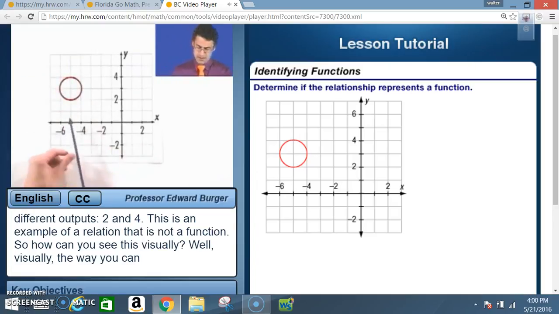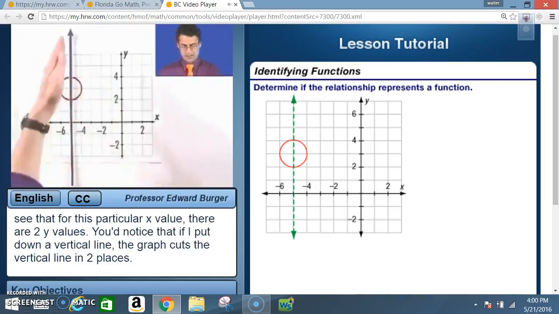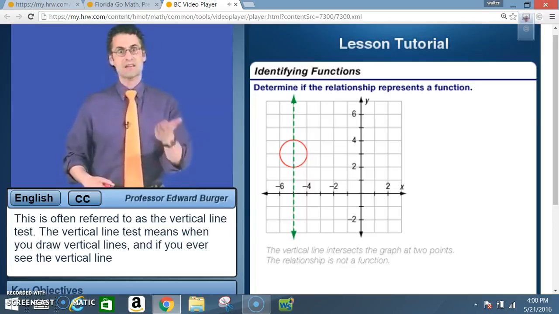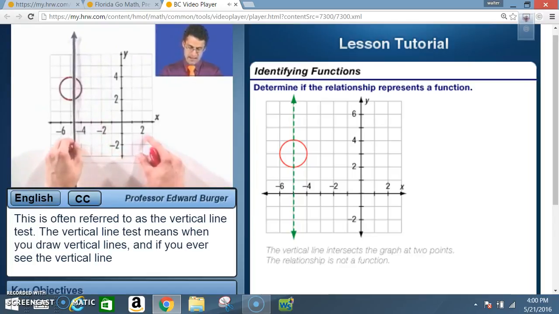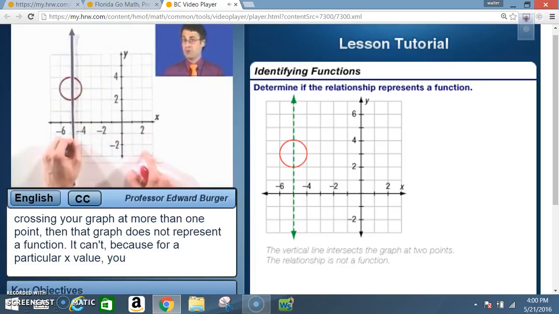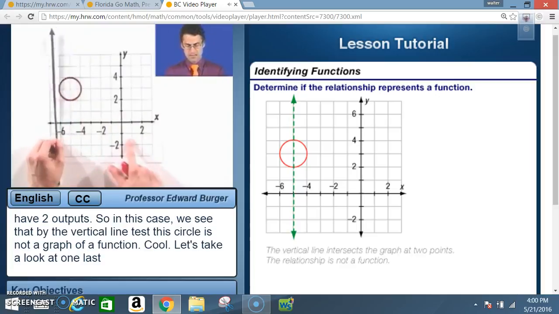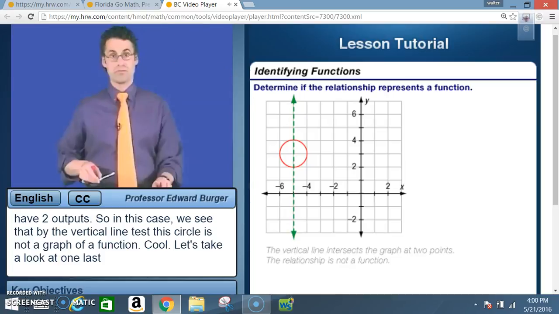Now, how can you see this visually? Well, visually, the way you can see that for this particular x value, there are two y values, you'd notice that if I put down a vertical line, the graph actually cuts the vertical line in two places. This is often referred to as the vertical line test. The vertical line test means, can you actually draw in vertical lines, and if you ever see the vertical line crossing your graph at more than one point, then that graph does not represent a function. It can't, because for a particular x value, you have two outputs. So in this case, we see that by the vertical line test, this circle is not a graph of a function.